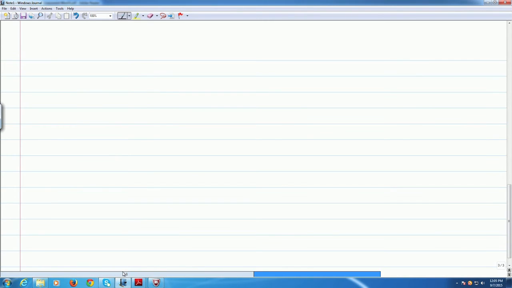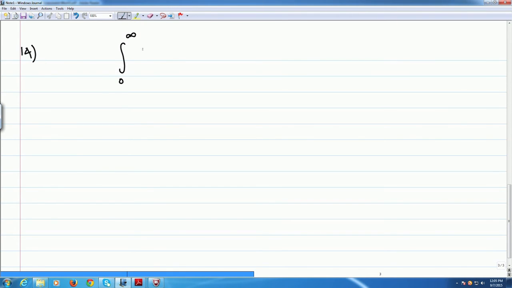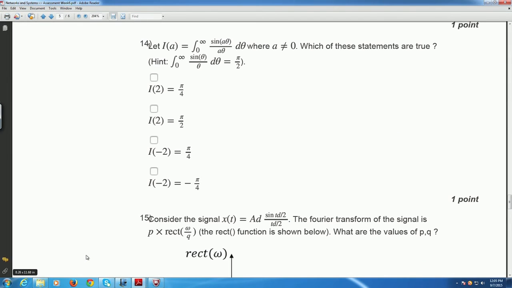One thing I will tell you: the integral from 0 to infinity of sin θ/θ dθ is given to you. All you have to do is make the substitution θ' = aθ. Once you make that substitution, you will get the answer for the integral from 0 to infinity of sin(aθ)/(aθ) automatically. The substitution is quite straightforward. You do not need to use any more fancy methods than that for this.